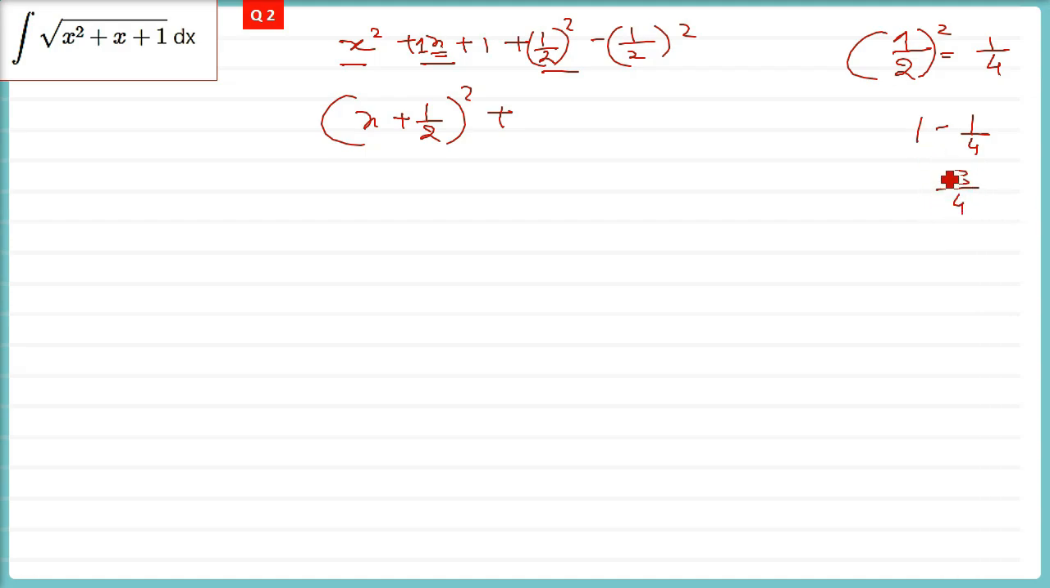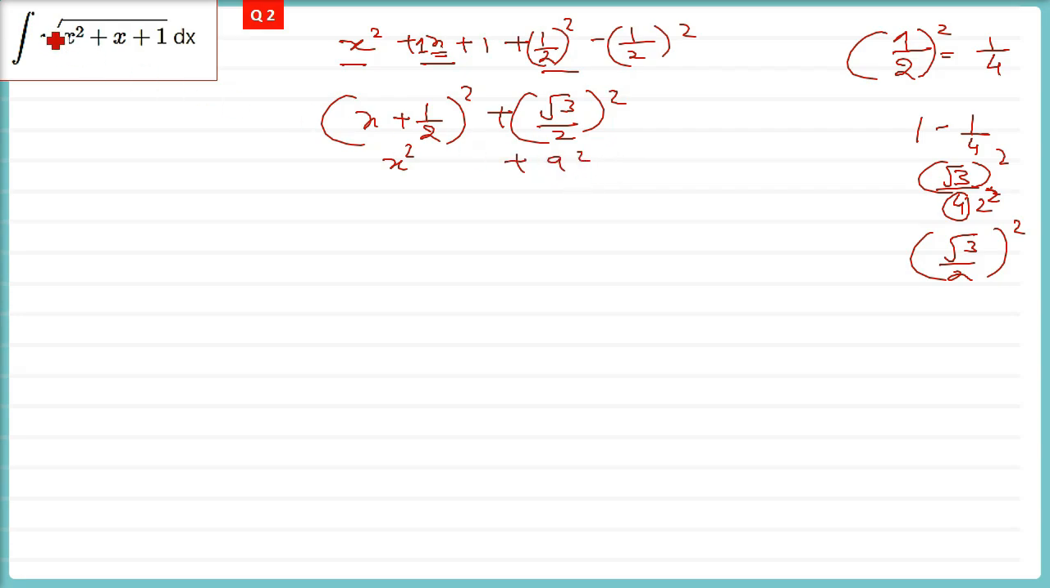Now in order to make it a perfect square, since we have an odd number that cannot be made a perfect square, make it root 3 whole square. 4 already has 2 square. So this becomes root 3 by 2 whole square. This root 3 by 2 whole square can be written like this here. Now the x square plus a square formula, which we can see here. So this is all under root.